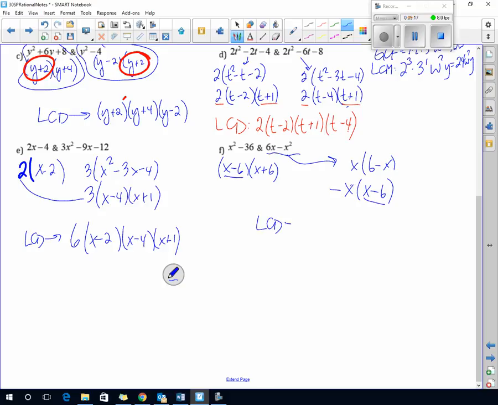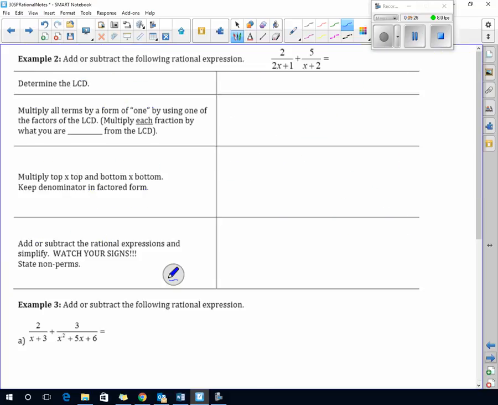So what's the LCD between 2x plus 1 and x plus 2? What's the LCD? Yeah, just multiply the two together. 2x plus 1 times x plus 2. Everybody see that? There's nothing common between those two factors, so it's just going to be the two multiplied together. So now we need to multiply both fractions by a form of 1 using the LCD. Multiply each fraction by what you are dividing from the LCD.